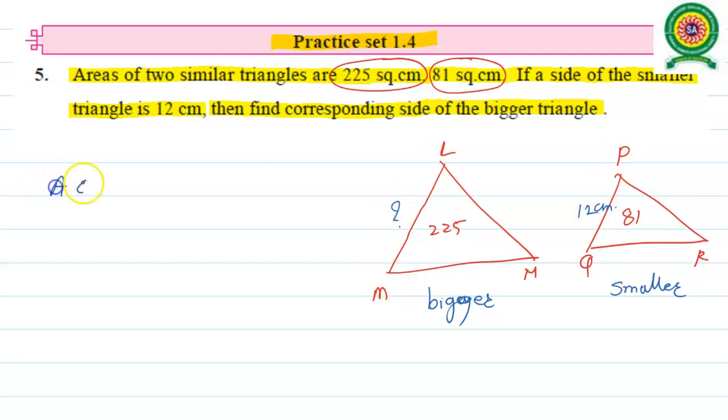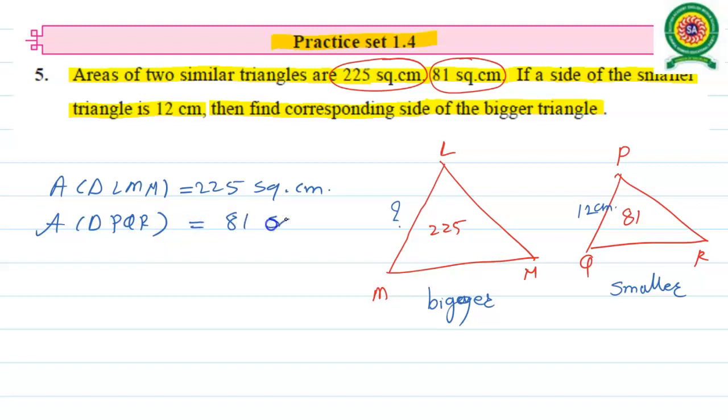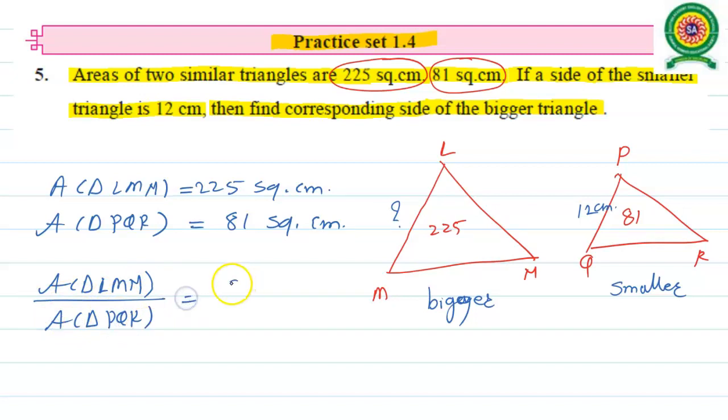Firstly, the area of triangle LMN equals 225 square centimeter, and the area of triangle PQR equals 81 square centimeter. So the area of triangle LMN divided by the area of triangle PQR equals 225 divided by 81. Now both 225 and 81 are divisible by 3.